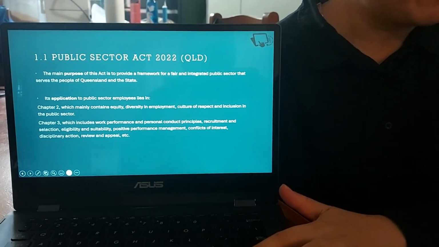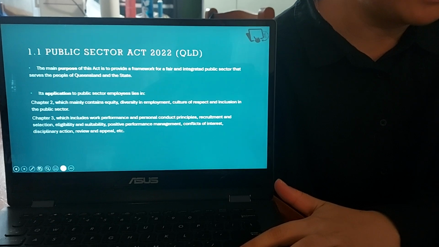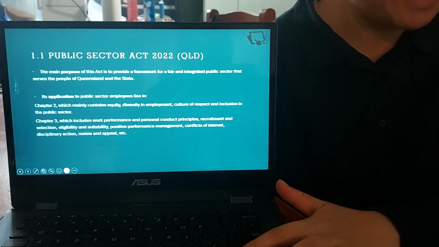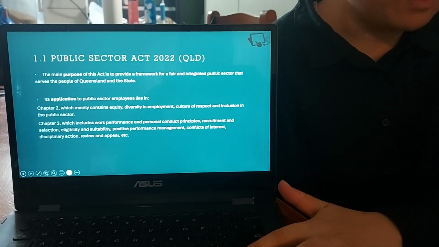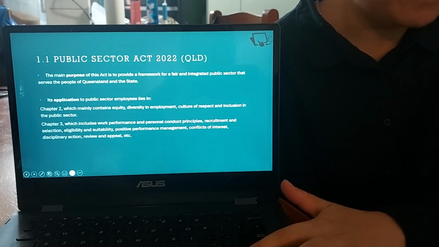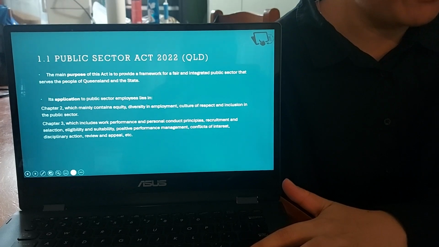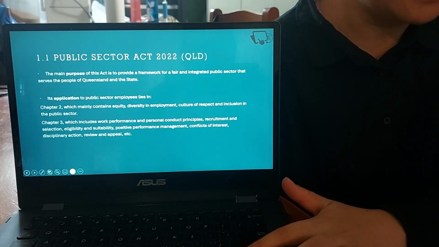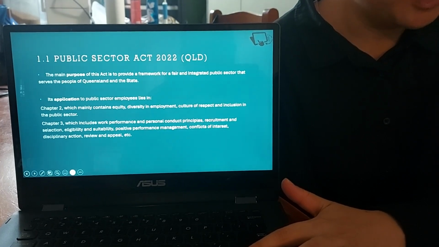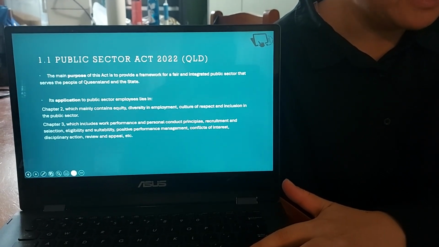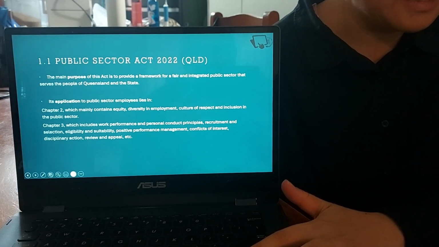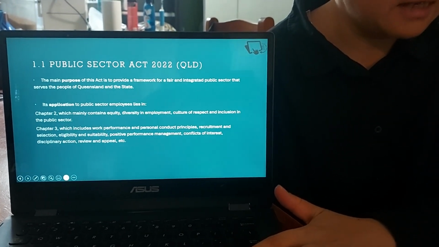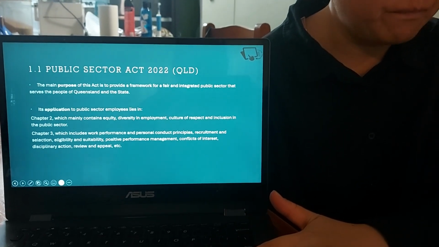The first one is the Public Sector Act 2022, Queensland. The main purpose of this act is to provide a framework for a fair and integrated public sector that serves the people of Queensland and the state. Its application to public sector employees lies in Chapter 2, which mainly contains equity, diversity in employment, culture of respect and inclusion in the public sector.